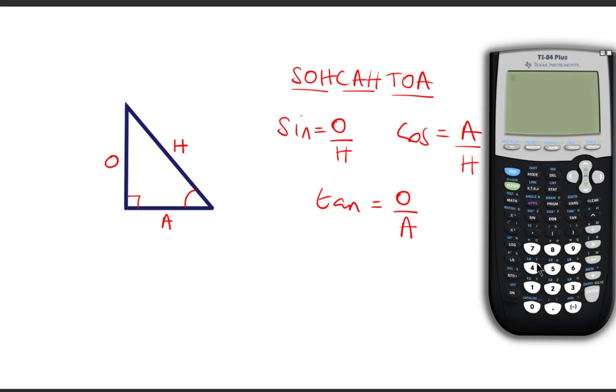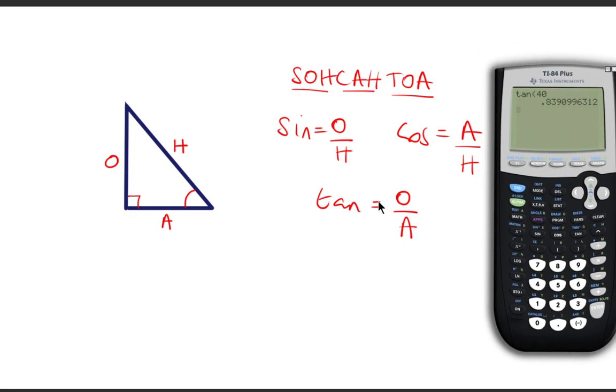So on your calculator you have the sine, cos, tan buttons, so let's have a look at what it means. For example, if I do tan of 40, let's say, my calculator gives me this. Now what this means is basically tan is opposite divided by adjacent. It's a ratio. And tan of 40 is going to be this number, 0.839.